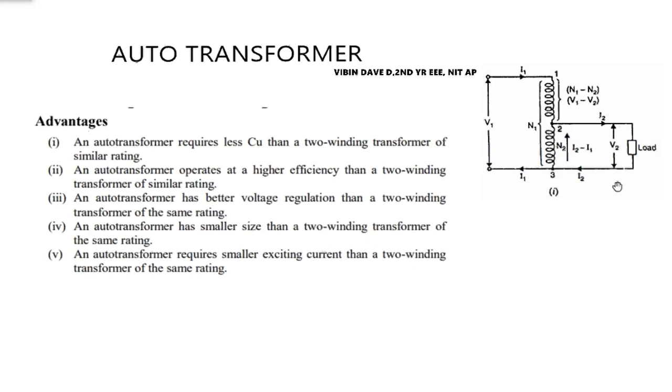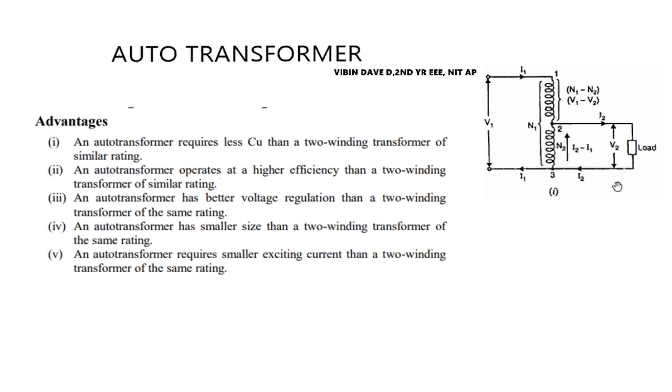Now we will see the advantages of an autotransformer. An autotransformer requires less copper than a two winding transformer because it has only a single winding on a core, and it operates at a higher efficiency than a two winding transformer. If you ask why, the R equivalent and XL equivalent of the autotransformer will be less than those of a two winding transformer having the same transformer ratio. I will give an extra PPT along with this video, in which there will be a derivation of the R equivalent and X equivalent. So we'll go to the next point.